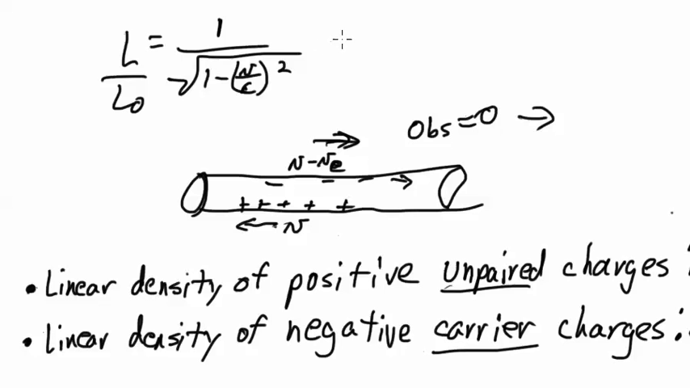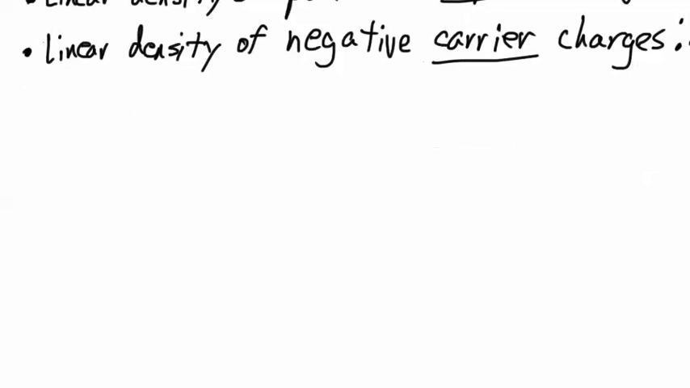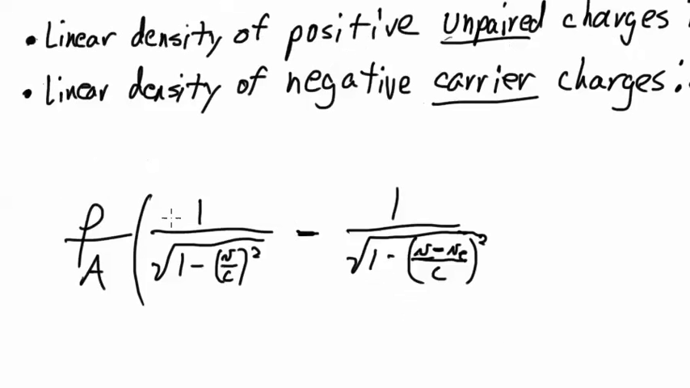Now this number is going to be really, really close to 1, for both v and v minus ve. So I'm going to rewrite this like the original density, rho over A times 1 over the square root of 1 minus (v over c) squared, minus 1 divided by the square root of 1 minus (v sub e over c) squared. Though I don't guarantee that all of the signs are correct.